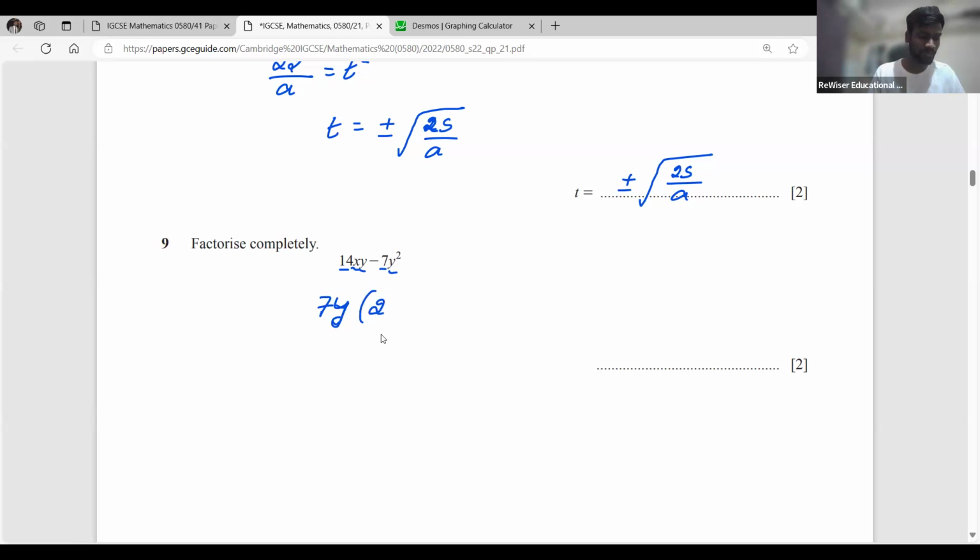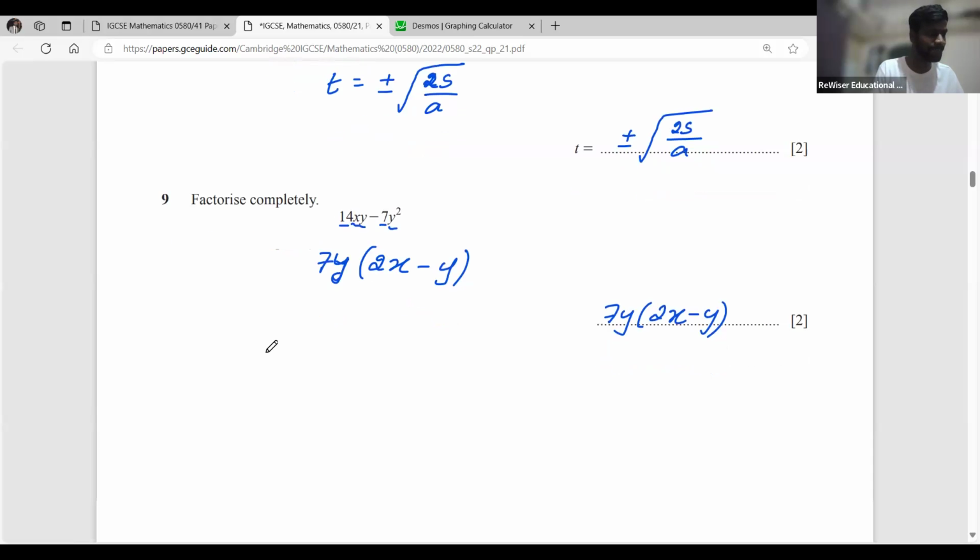And out of x times y, if I take y common out, I'll be just left with 2x, and minus 7 times y squared. So I have taken out 7 common, and out of y squared, if I take y common out, I'll be just left with y. So it's going to be 7y times 2x minus y. This is the factored form, and this is the right answer for this sum.